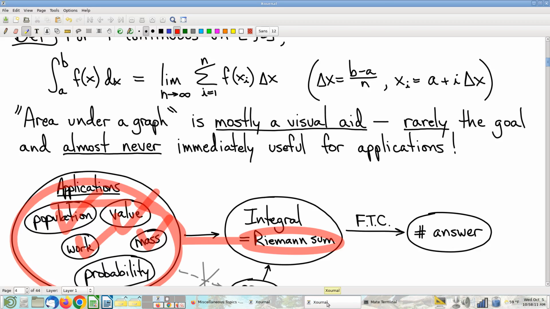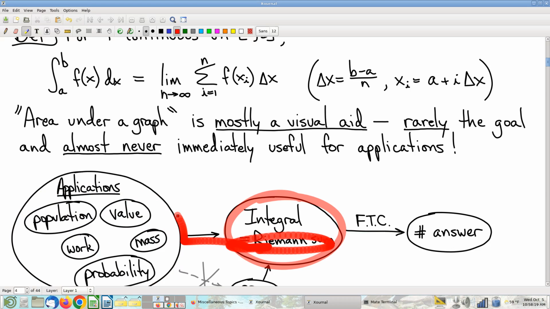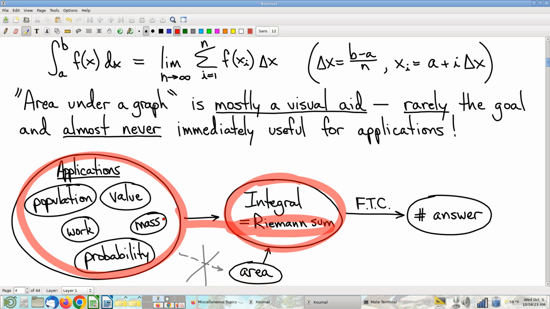Okay, so what we're going to do now, with the understanding that integrals are Riemann sums, and that Riemann sums are what allow me to connect to applications, we're going to try to come up with a 2-dimensional version of this.